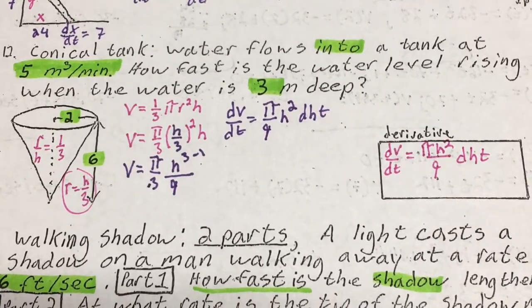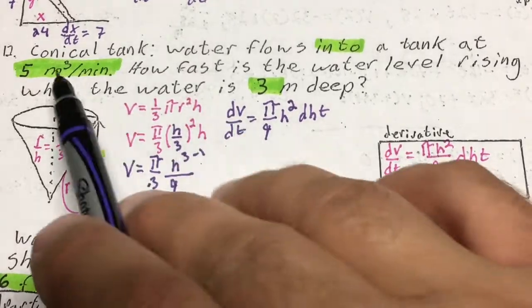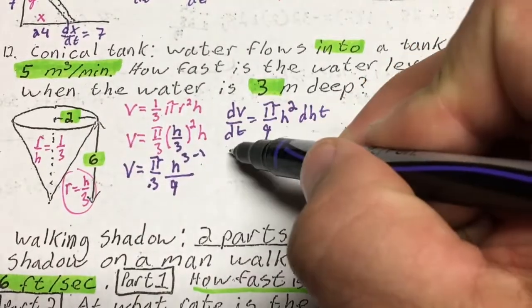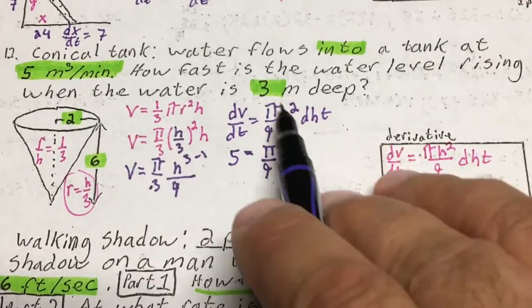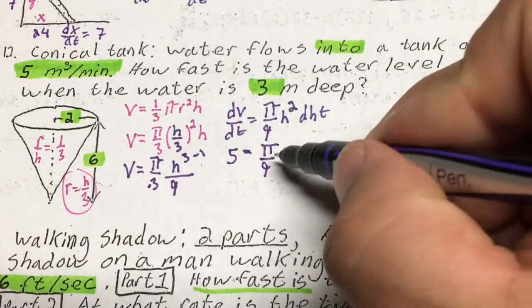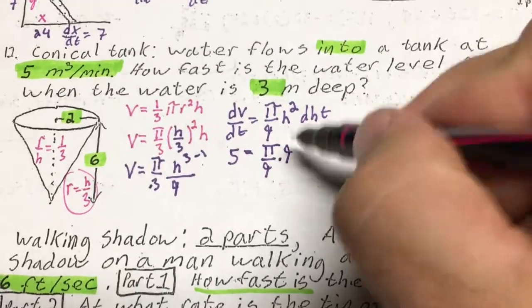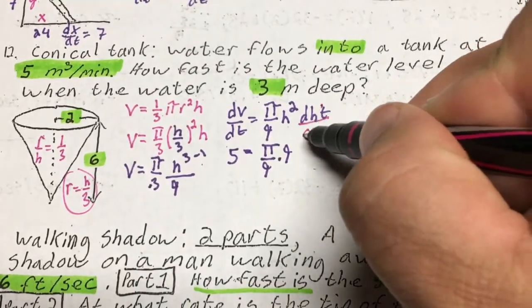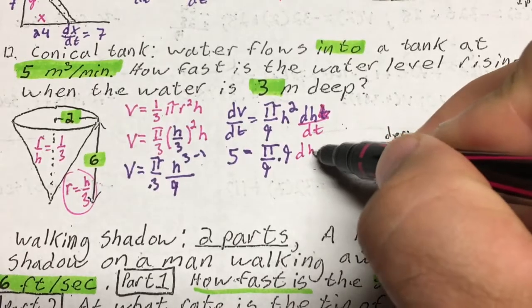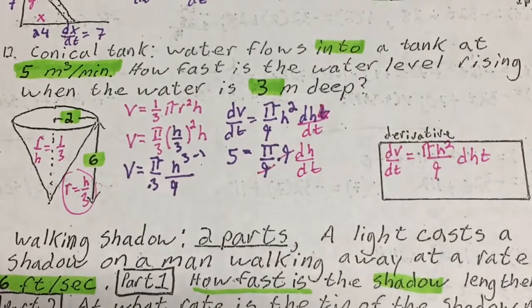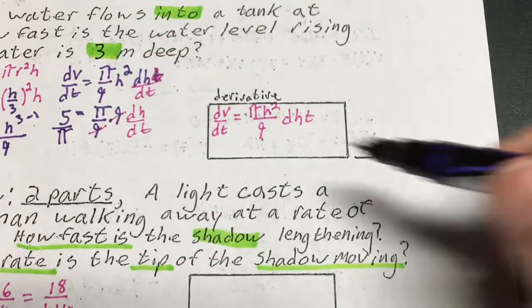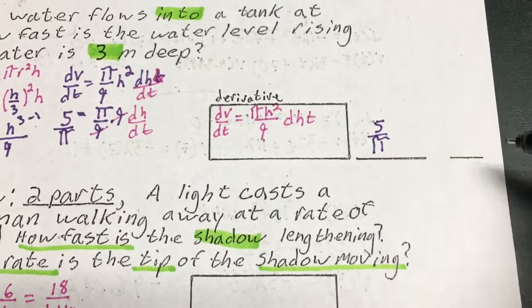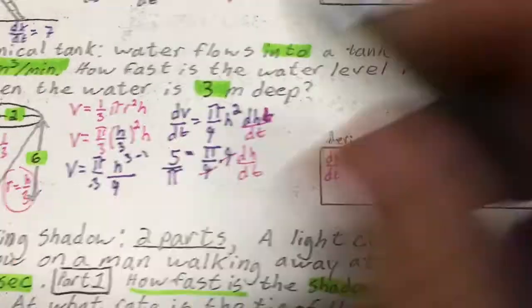Now what I want to do is plug in any values given to me up in the problem. dV/dt, the water flows in, is 5, so dV/dt is 5. And that's going to equal pi over 9 h when the water is 3 meters deep, so that's going to be 3 squared. 3 squared is times 9, and that's times dh/dt. Whoops, I should have put dh/dt there. Got a little excited. dh/dt. And notice the 9's will simplify, and my final answer, when I divide both sides by pi, is going to give me 5 over pi equals dh/dt. So my answer is 5 over pi. Again, this is going to be meters per minute.